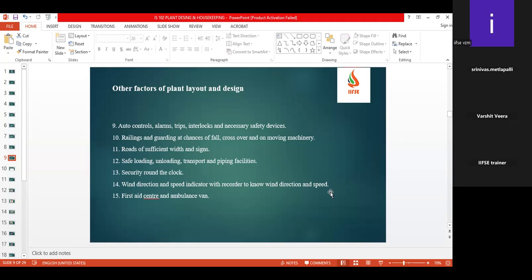Based on the number of people we employ, we'll go either for a center or an ambulance van. What is the requirement for a first aid center? How many people should be there? If the number of people is in excess, more than 250. More than 250. An ambulance van? The same, sir. Okay, fine.